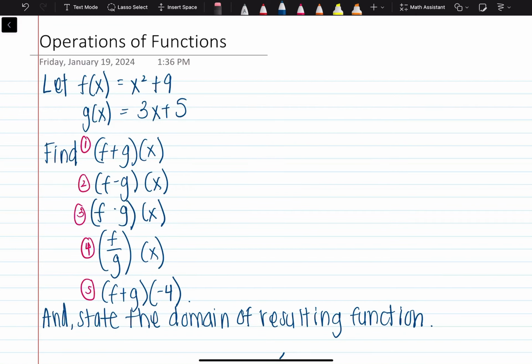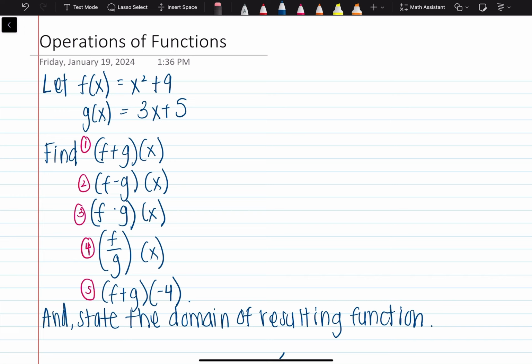Hello. So these notes are titled operations of functions. In summary, just like you can add, subtract, multiply, and divide numbers, you can also add, subtract, multiply, and divide functions. So that's what we will be doing for these notes.